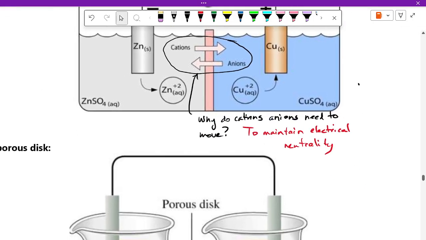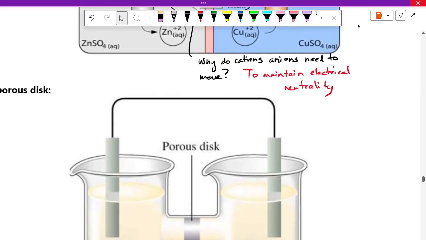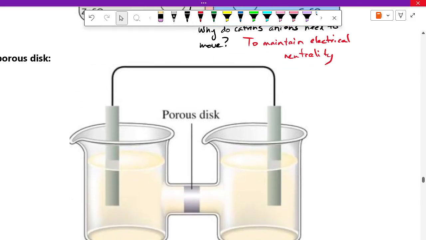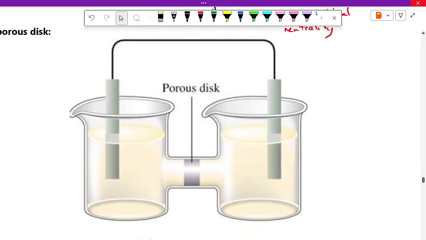Sometimes they have a sort of little two beaker system. This is a specialized little piece of glassware where you've got two beakers actually connected by a tube of glass. And in that tube of glass is a porous disc which serves the same function as the porous membrane. Make sense? Okay, cool. What else have we got?